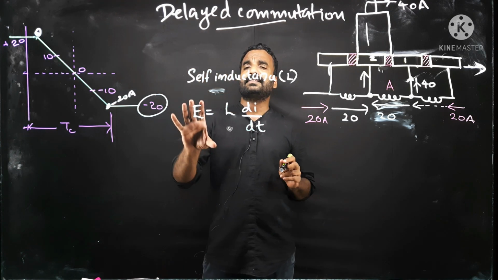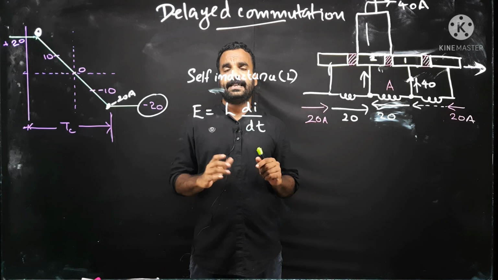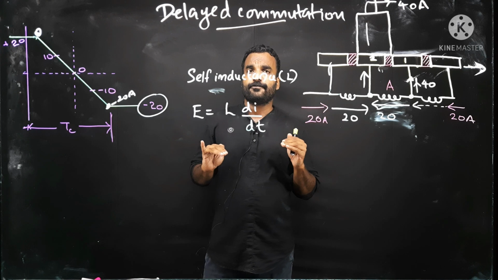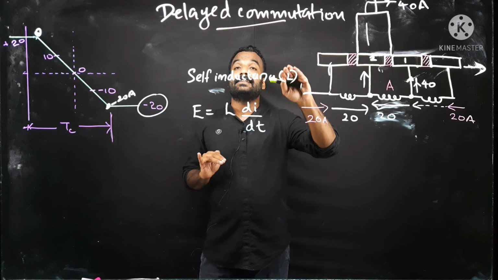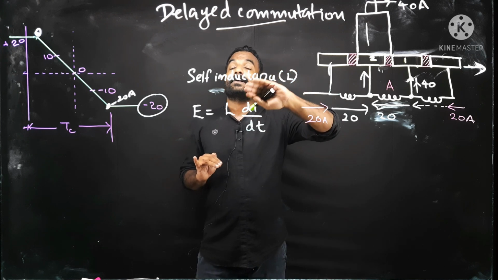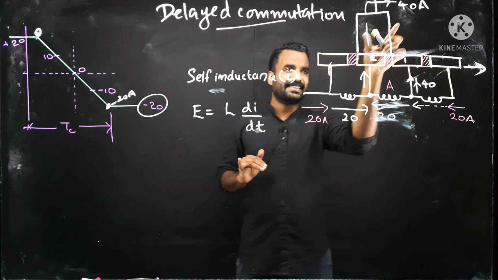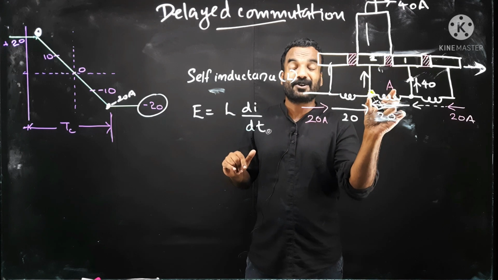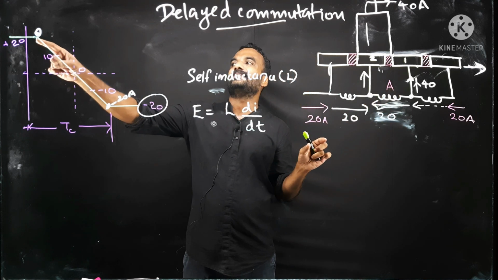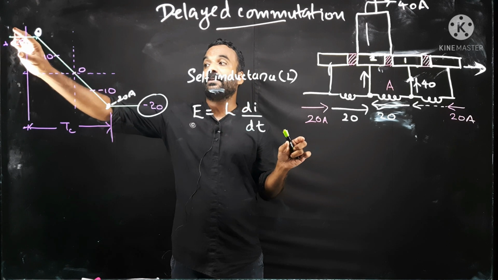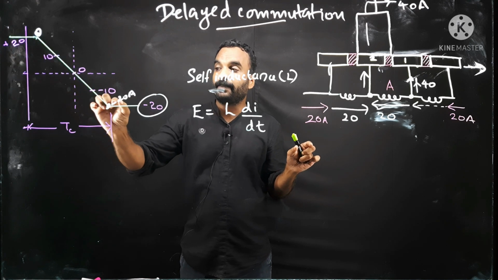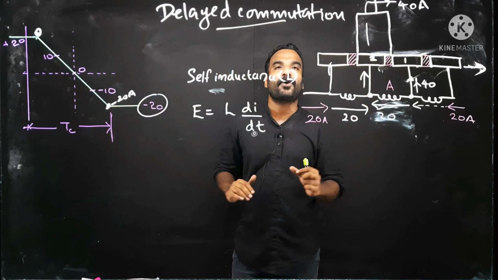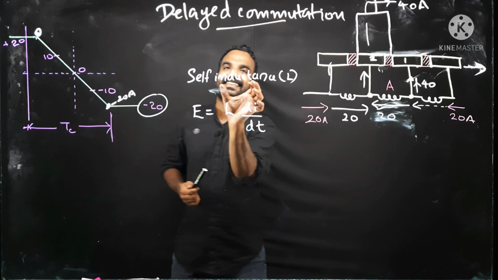So that EMF is known as self-induced EMF inside an inductor. Actually, what is commutation? Commutation is a process of reversal of current inside a coil which crosses the brush axis. In this case, brush A is that particular coil, and inside coil A, what is happening? You can see the current initially was plus 20, then 10, then 0, minus 20, minus 10, minus 20. So current is suddenly changing inside this coil A, and this coil A is an inductor.